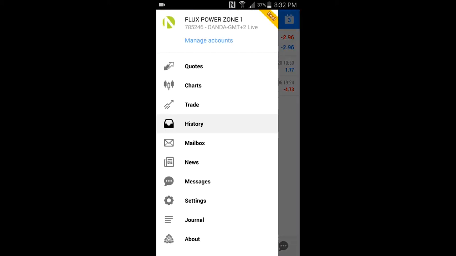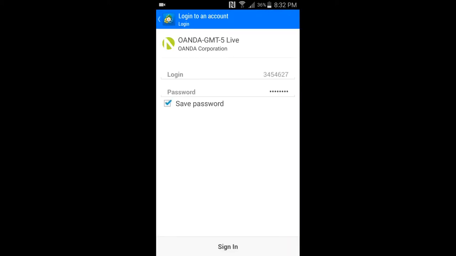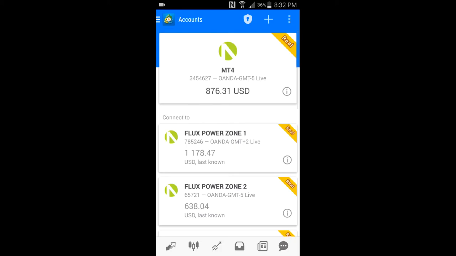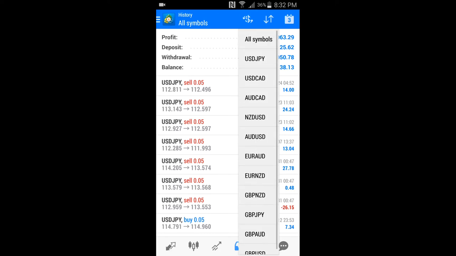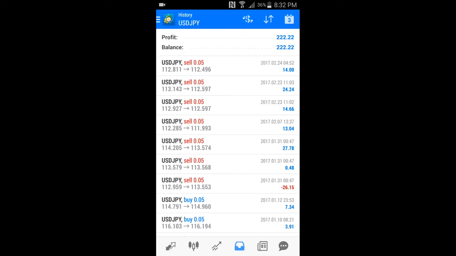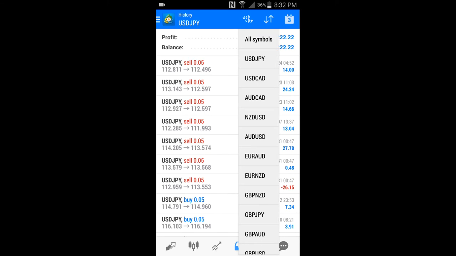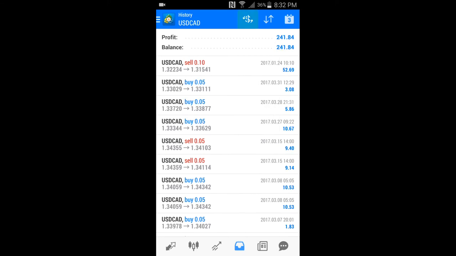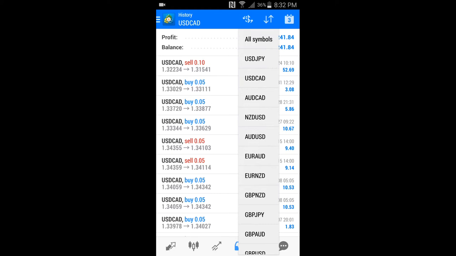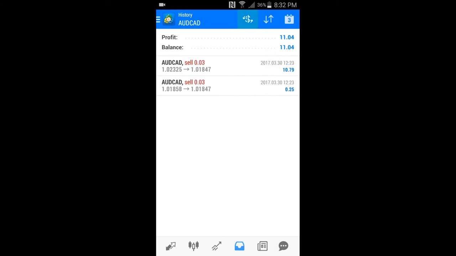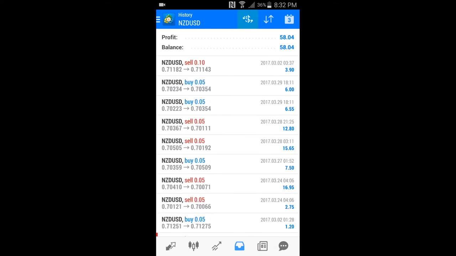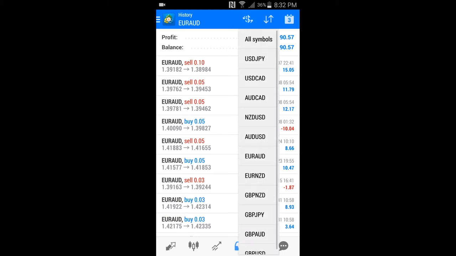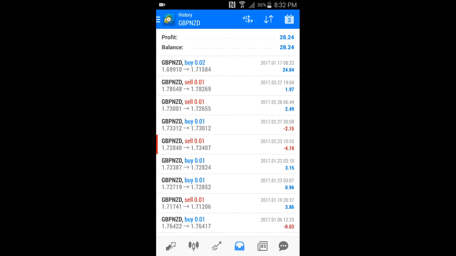Let's go here. Last 3 months on this account. You can see the withdrawal. US dollar JPY, 222. US dollar Canadian, 241. Aussie Canadian, 1104. New Zealand US dollar, 5804. Euro Australian, 90.57. Pound New Zealand, 28.